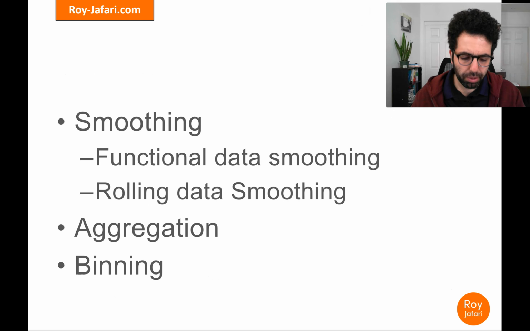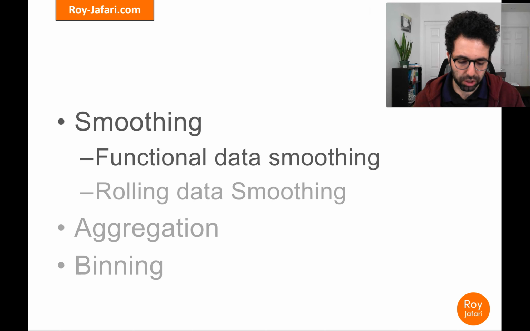So we are going to cover three techniques here. We're going to cover smoothing, aggregation, and binning, which is basically the title of this video. Under smoothing, we're going to have two types of smoothing. We've got functional data smoothing and rolling data smoothing. We're going to see what they are and see a few examples, right? So let's start with functional data smoothing.